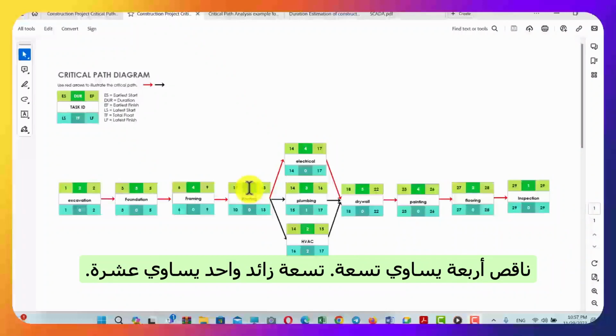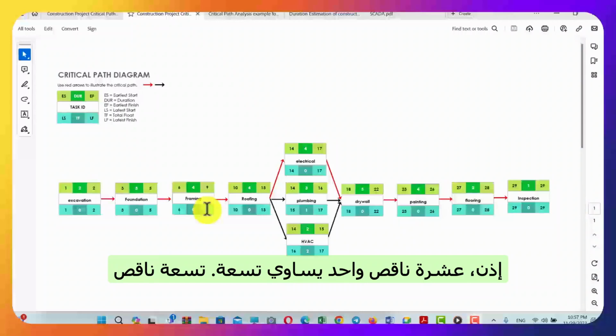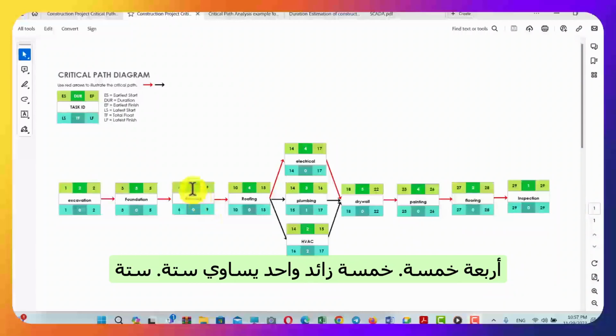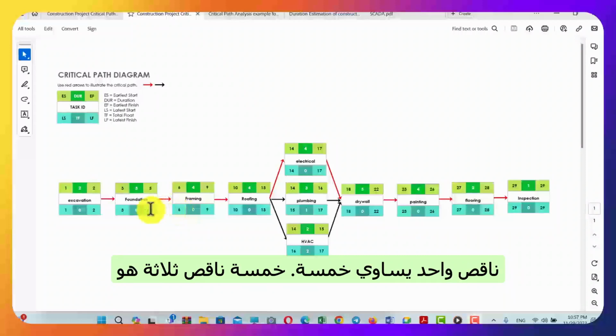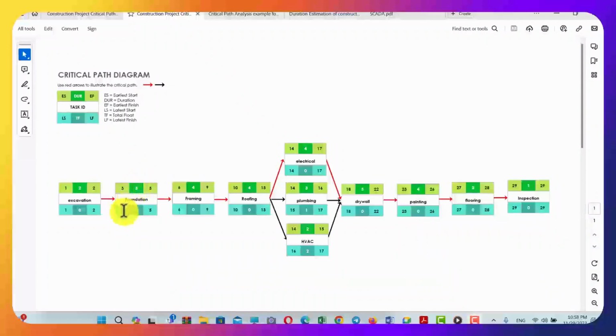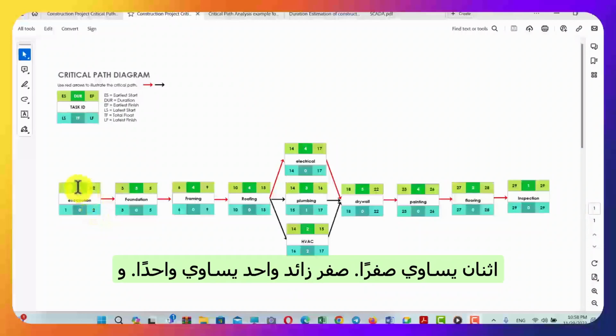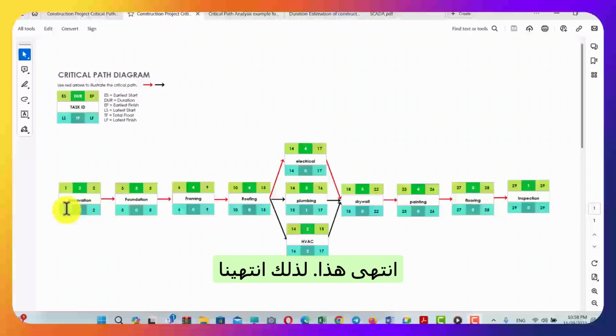13 minus 4 is 9. 9 plus 1 is 10. Then 10 minus 1 is 9. 9 minus 4 is 5. 5 plus 1 is 6. 6 minus 1 is 5. 5 minus 3 is 2. 2 plus 1 is 3. Then 3 minus 1 is 2. 2 minus 2 is 0. 0 plus 1 is 1. And this is finished. So we finished everything except these numbers in here, in the middle.